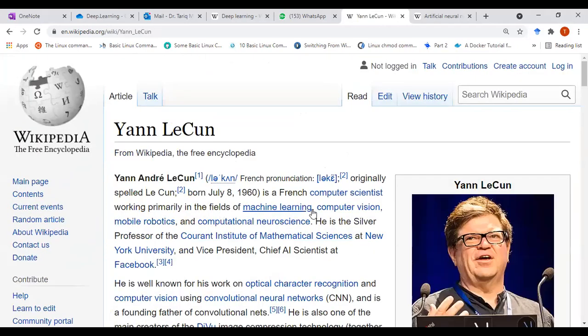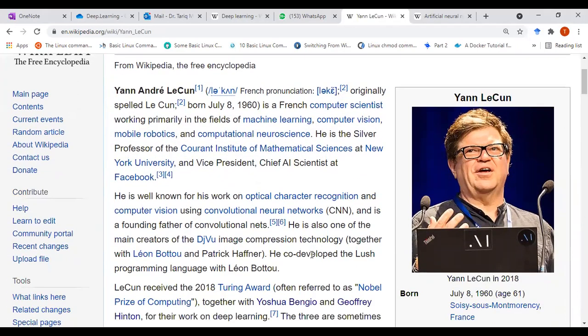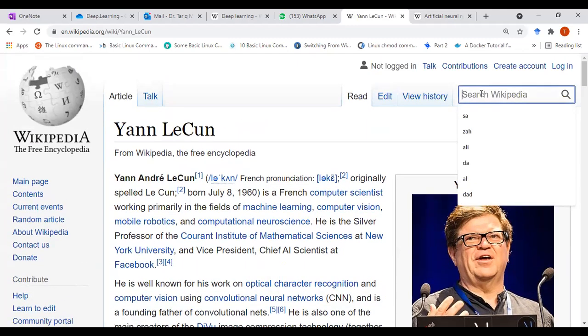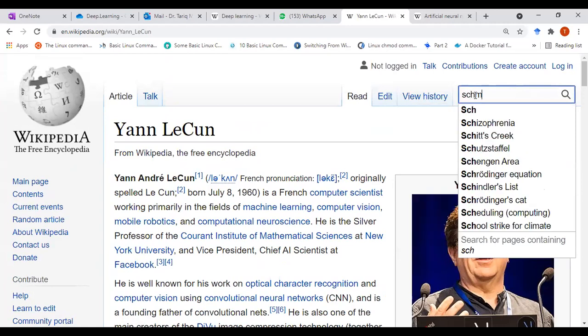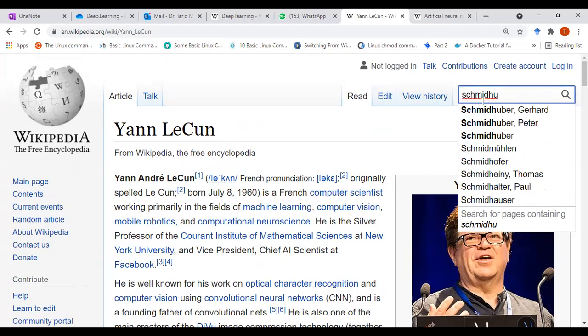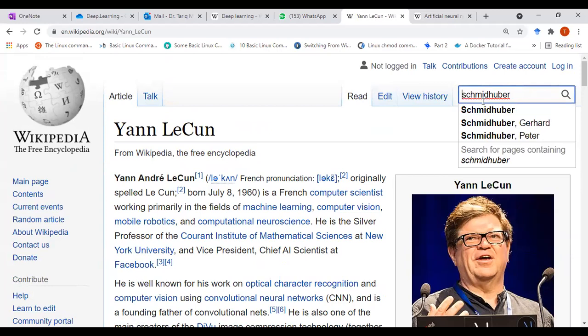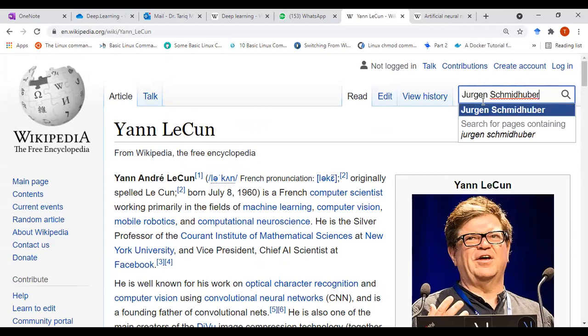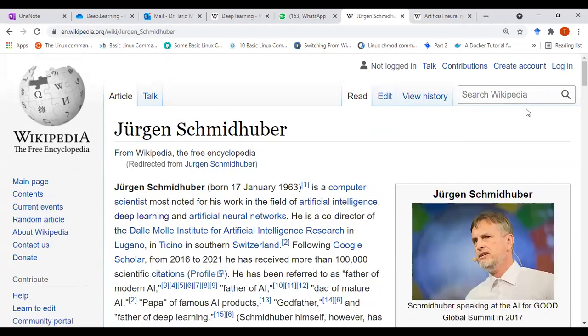I think he is in Facebook right now. These three guys basically started the field, and they are doing lots and lots of good research. And there is one other guy that you need to know. Actually, this guy is from Europe and the other guys are from USA and Canada. So I think there is some altercation between them.